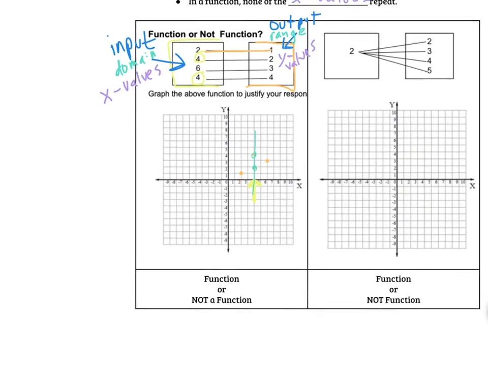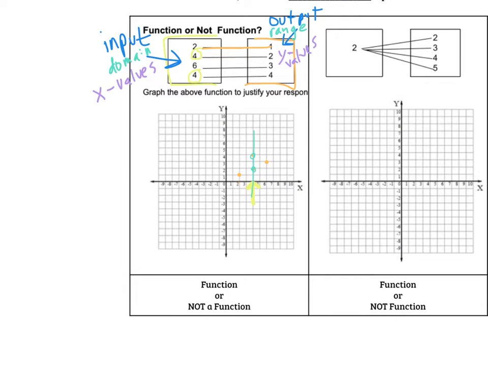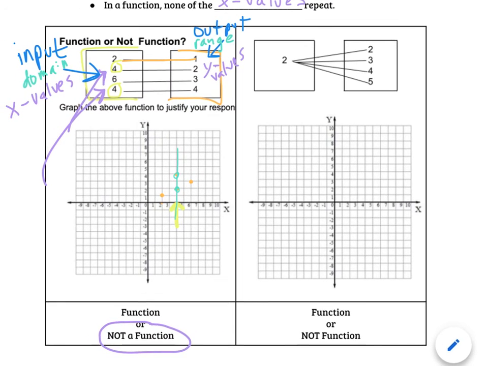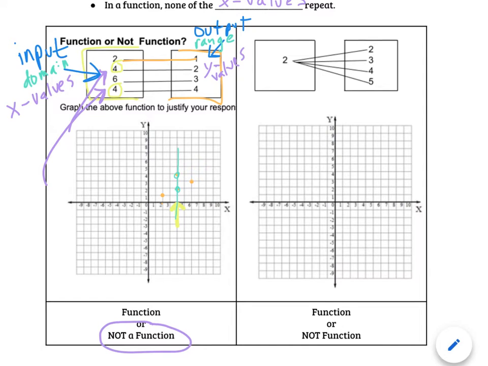So function or not a function, the first one is not a function, and it happened right here when these 4s repeated. So to be a function, every input has to have exactly one output. Let's look at the next mapping diagram. Now this looks unusual, but we have an input of 2 or an x value of 2, and then all of these outputs. Do you think this is a function? Every input has exactly one output.